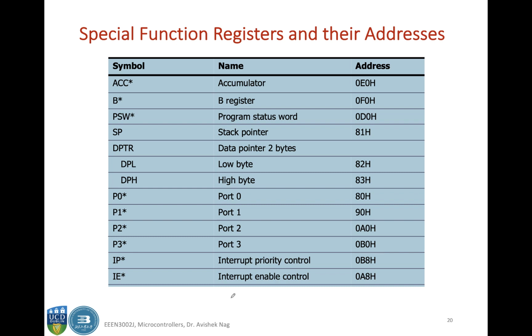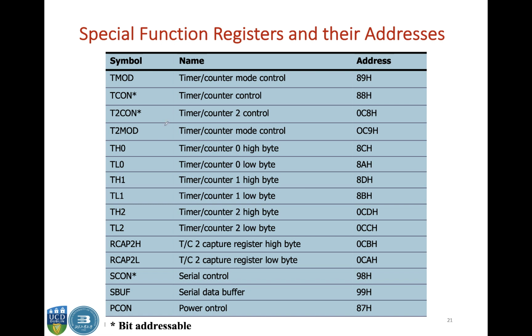Okay. So these are the specific addresses for different special function registers. You saw for your accumulator, this is E0, for B, F0, for program status word register, that is D0. So everything has an address, like stack pointer is 81 hex and so on. And whatever is marked with an asterisk means that this is bit addressable.